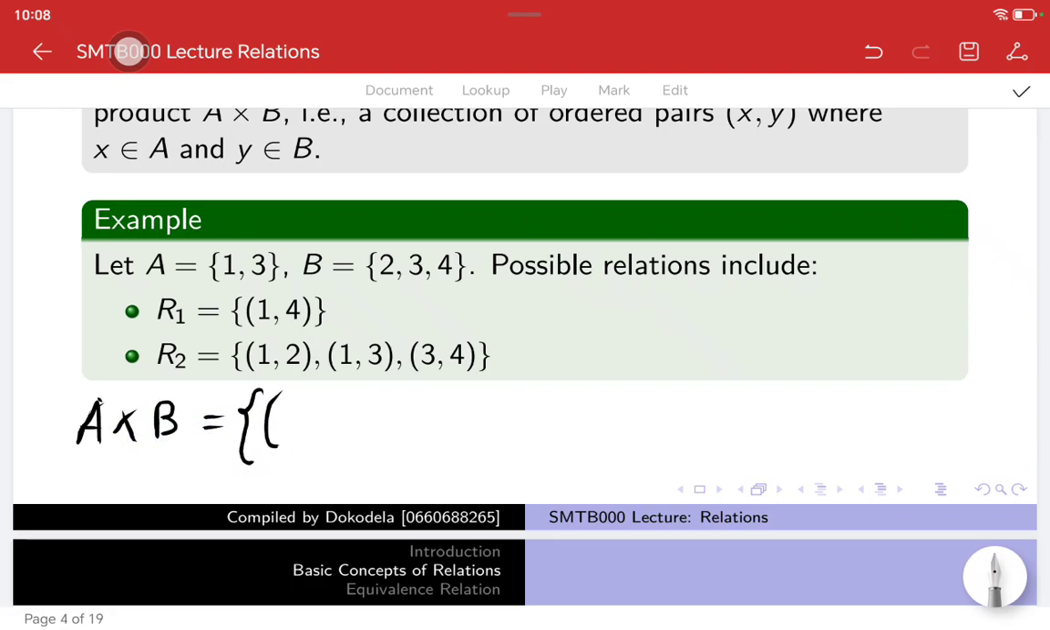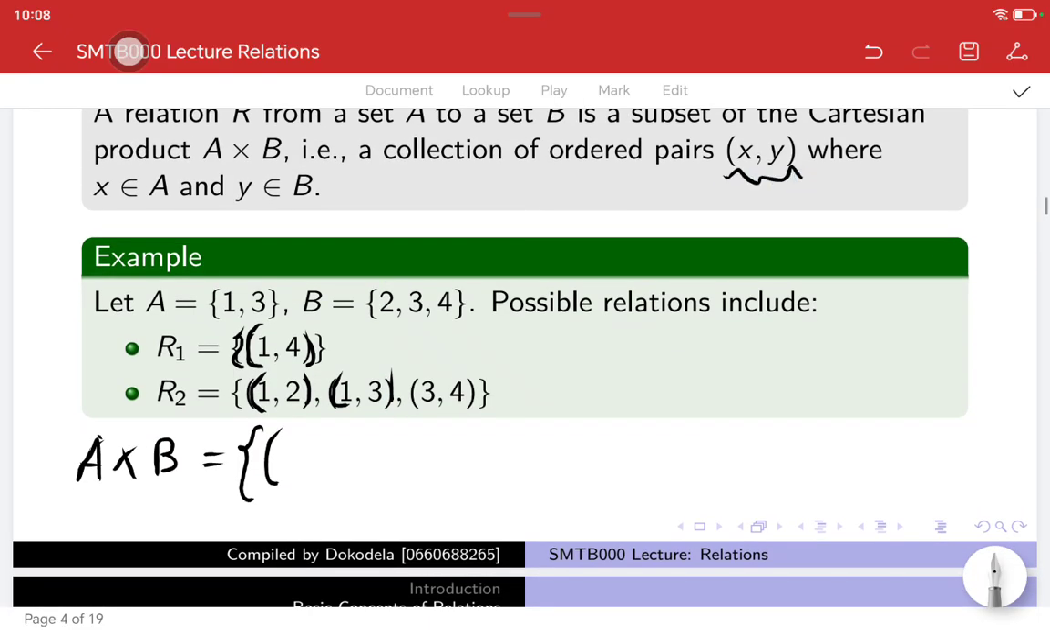The question is, how do we find A cross B? For us to find A cross B, every time I have to formulate a relation, I must have these curly brackets outside, then have these open brackets for every ordered pair that I pick, just like in the definition. The definition said that we must take a collection of ordered pairs. So in this case, I take (1, 2), I take (1, 3).